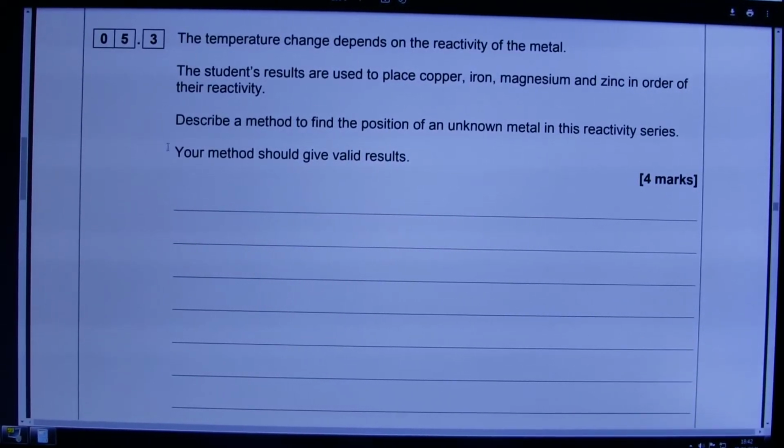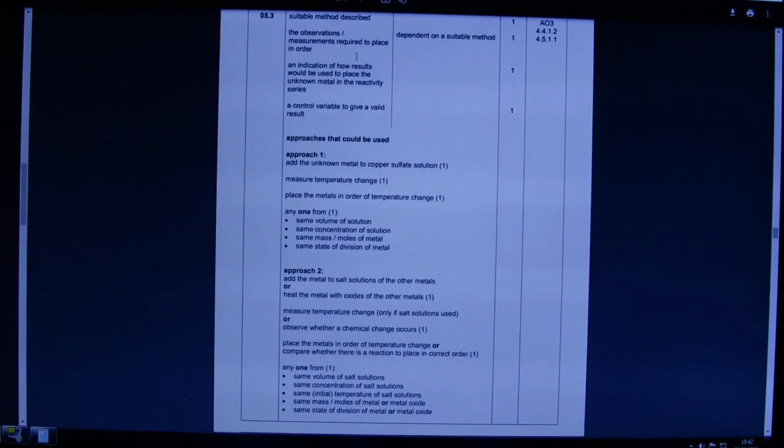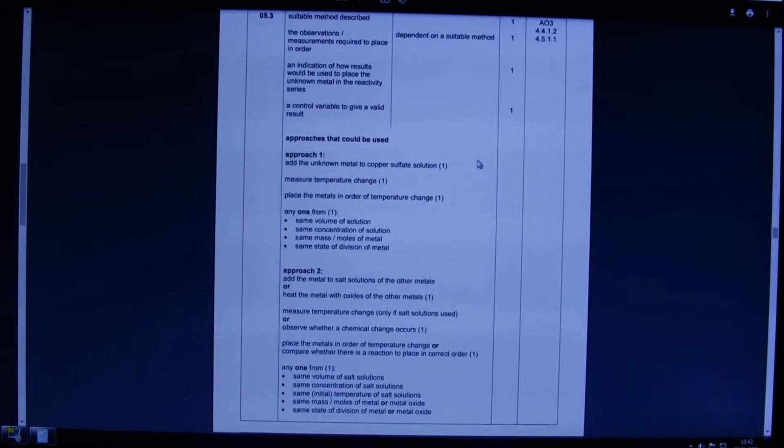Yes, 5.3 was your method should give valid results. Oh dear, bad news for flat earthers.